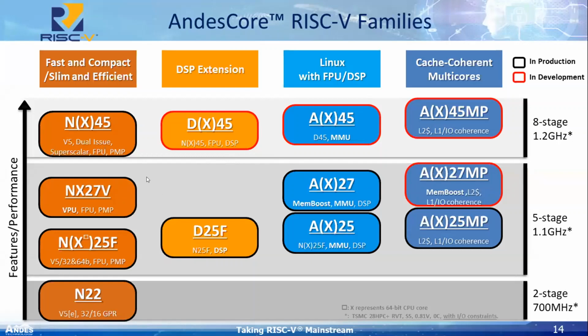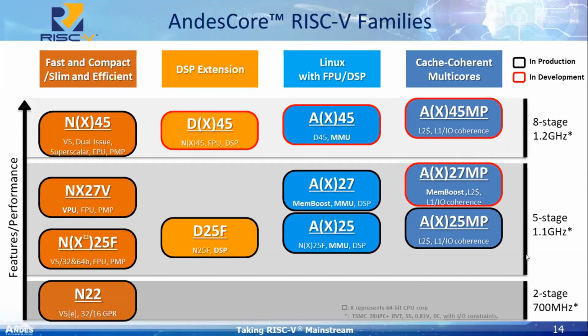And then last but not least, our 45 series, an 8-stage dual issue superscalar design, also ranging again from a fast and compact series over the DSP extension, Linux capability, to multi-core cache coherence. The four boxes in red are under development right now. The boxes in black are what is available today.